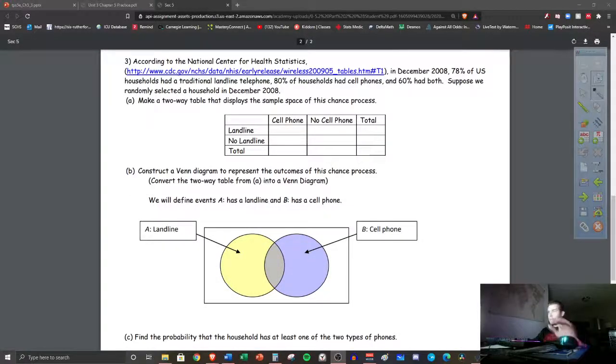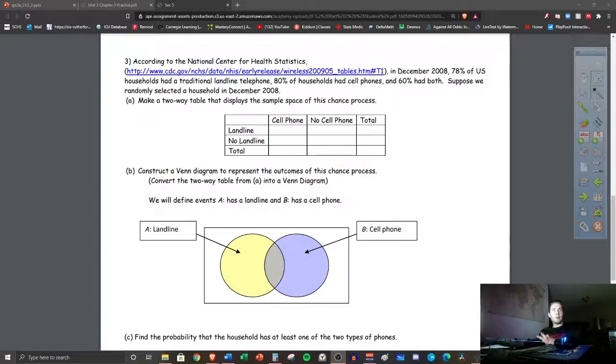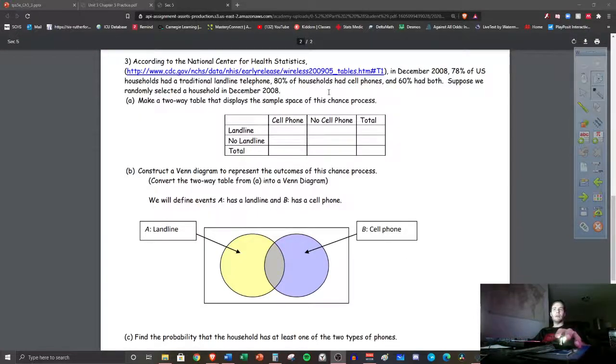All right, so I'm very excited that I had people ask about part 3 on the homework that's due soon. So let's look at this example. You don't really need the link at all. This is just where they got this data from. So this is in December 2008.